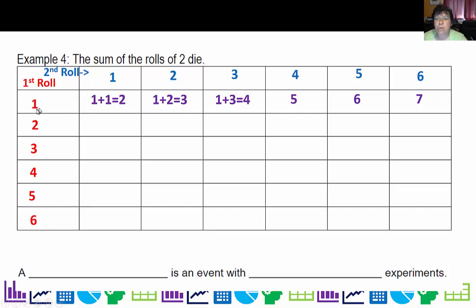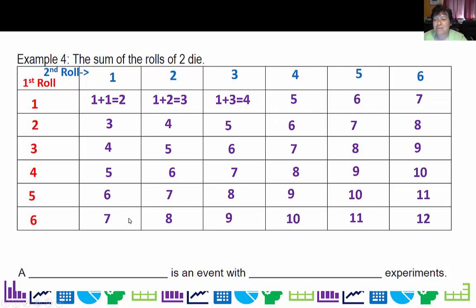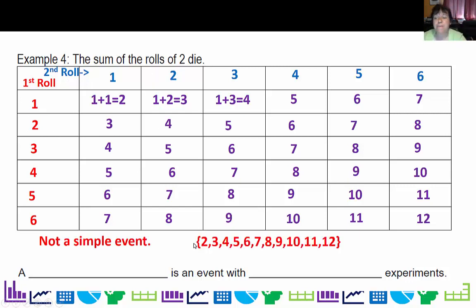So here are the outcomes when I roll a 1 on the first roll and one of these other numbers on the second roll. And I continue to fill out the table, and again, you can use the pattern to make your life easier in filling this out. This is not a simple event because you have one outcome and then a second outcome. This is called a compound event. And here are the different outcomes.